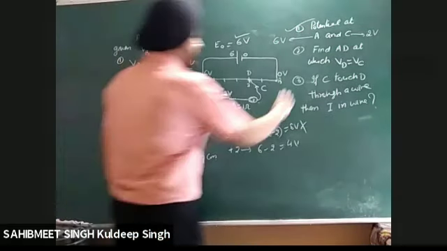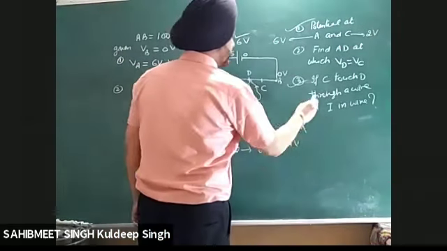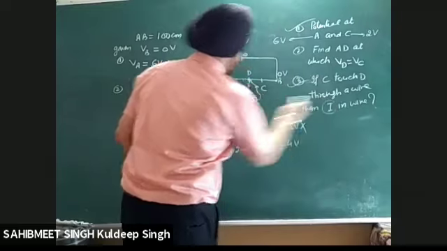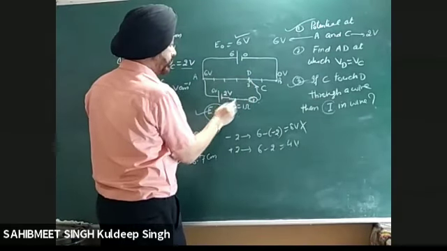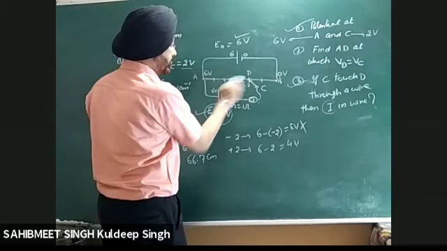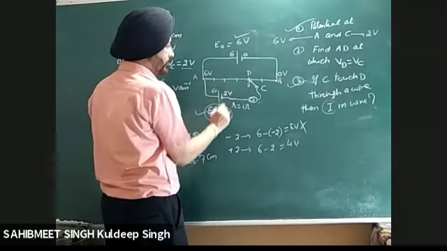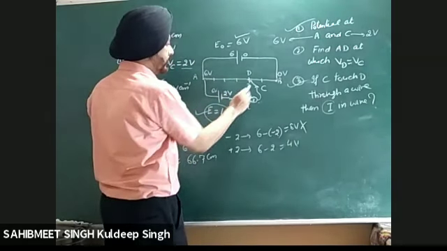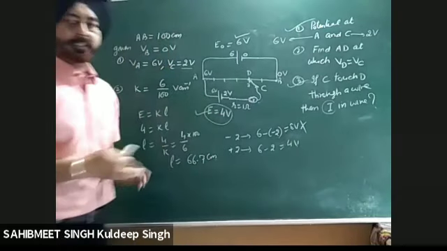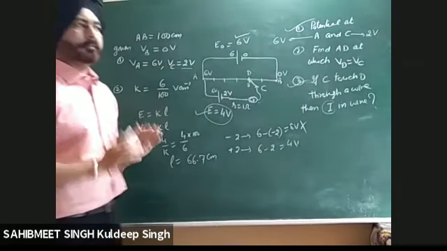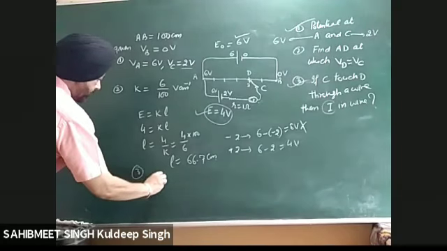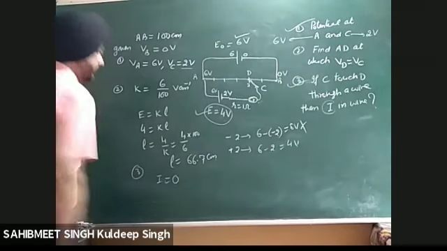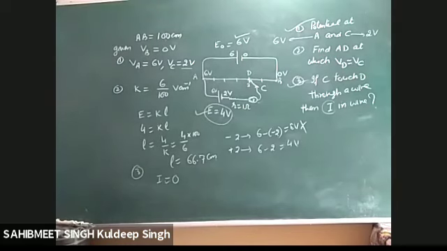So what is the third point? What is the current? If I connect C and D by a copper wire, what will be the potential in this wire? 2 volt, 2 volt, no potential difference, hence no current will flow through this wire. The third point is the current in the wire will be 0. वो 0 हो जाएगा.